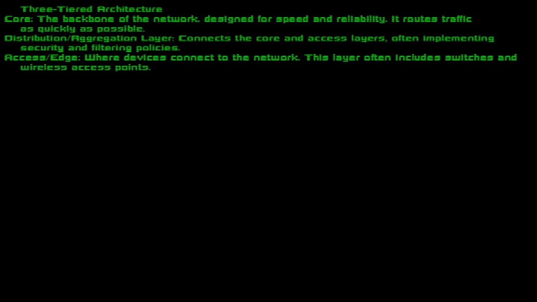Distribution. Aggregation layer. Connects the core and access layers, often implementing security and filtering policies. Access. Edge. Where devices connect to the network. This layer often includes switches and wireless access points.